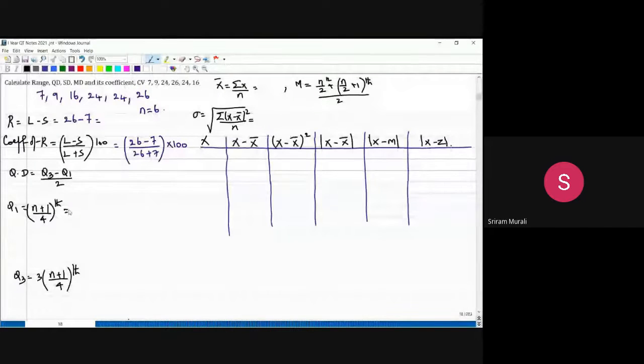What is Q3, Q1? Q1 is here. What is N? N is equal to 6. 6 plus 1 is 7. 7 by 4th observation. What is 7 by 4th observation? 1.75.